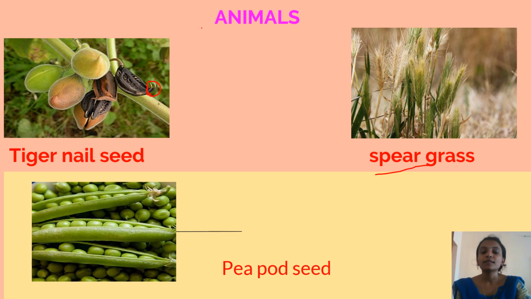And also the pea pod seed. The pea pod bursts open and the seeds scatter from one place to another place. See the picture here. The pea pod bursts open and inside it the seeds are there. So these seeds scatter from one place to another place.